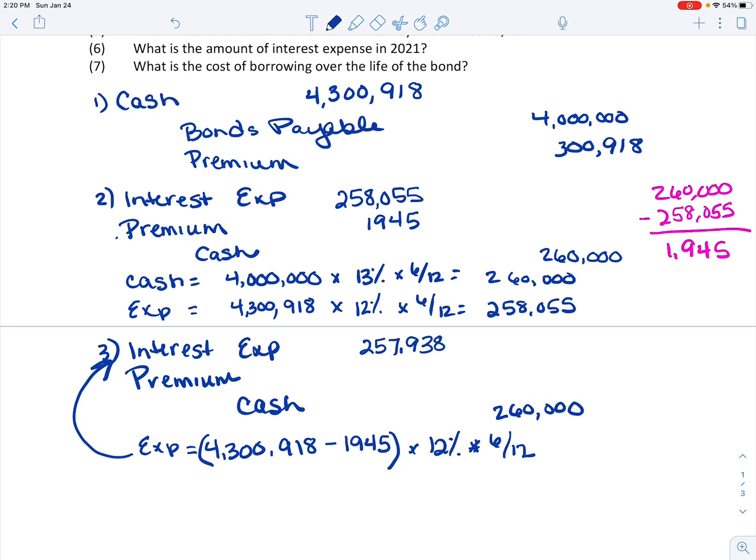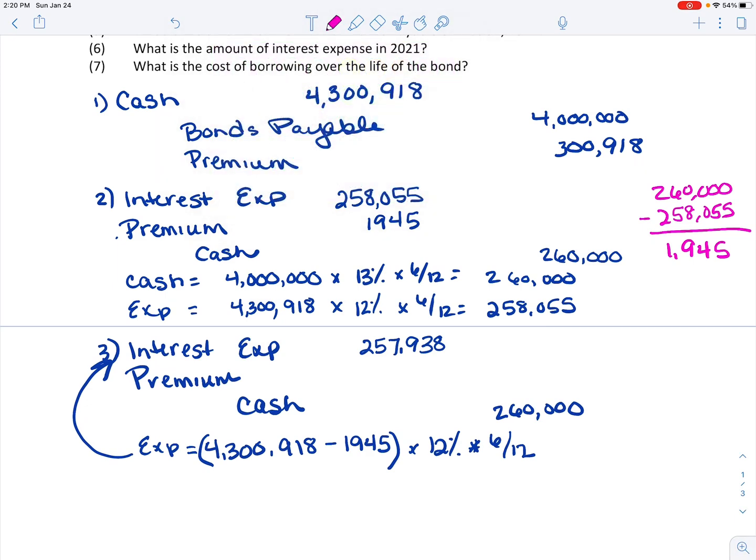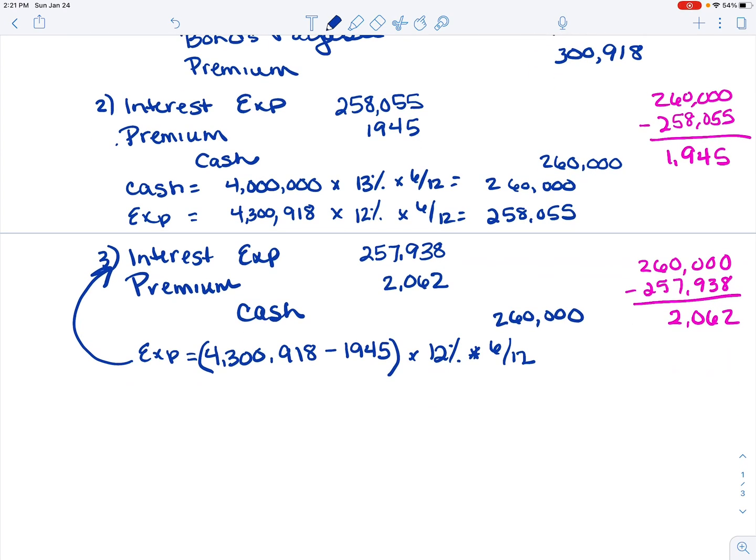And again, to get that difference, I'm going to take the 260 minus the 257,938 to figure out how much I'm amortizing this round, which is $2,062. And that's how much I will amortize my premium by. All right, we're going to do one more round. See what that looks like at the end of the year.